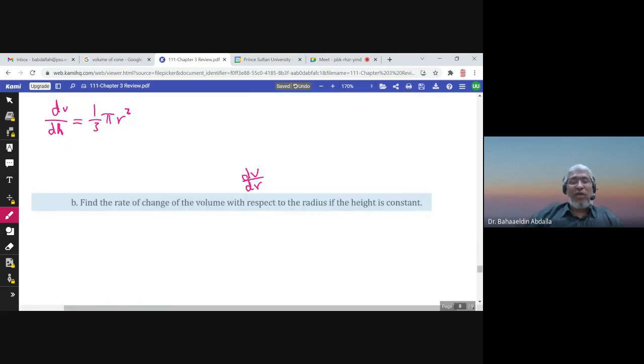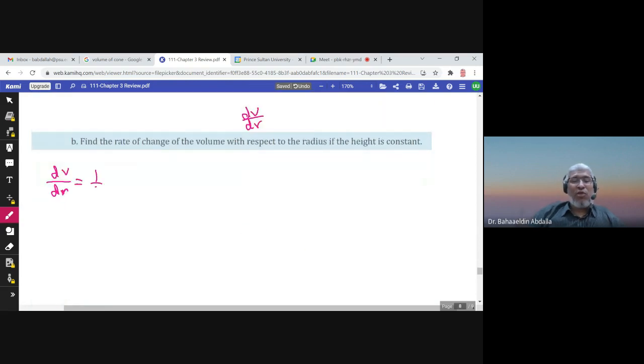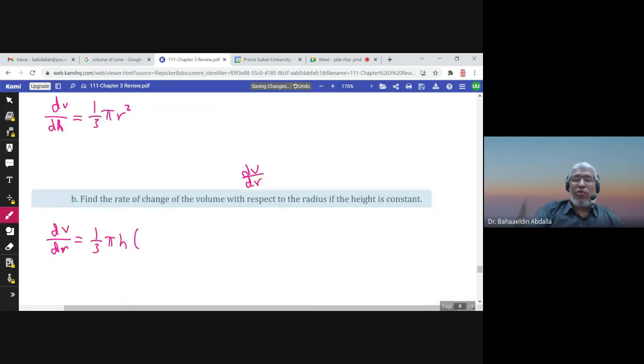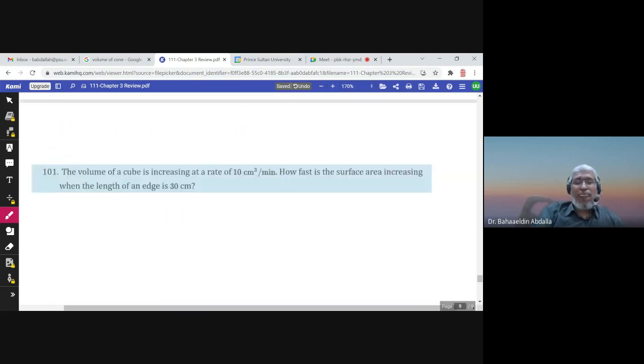So dV by dr would be, now 1 over 3 pi h are constants. And I need to find the derivative of r squared because we are finding the derivative with respect to r. This is similar to dy by dx, okay? So derivative of r squared is just 2r. So the final answer is 2 over 3 pi h r. This would be dV by dr if the height is constant.